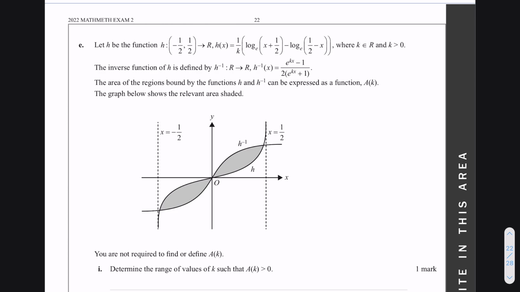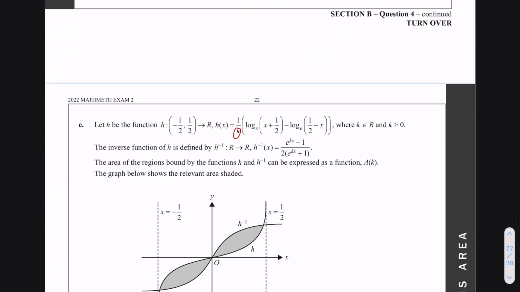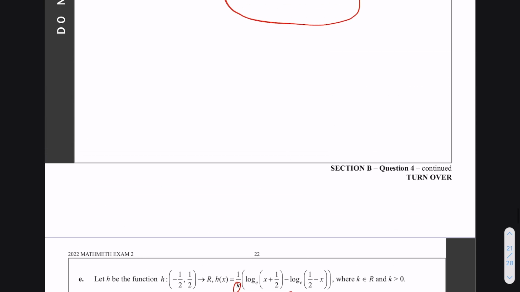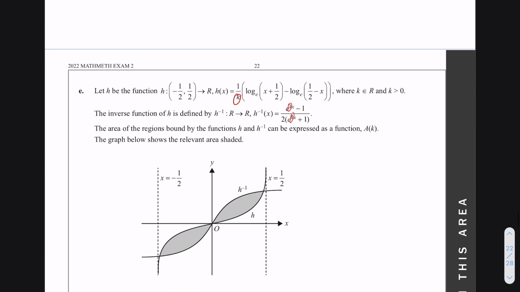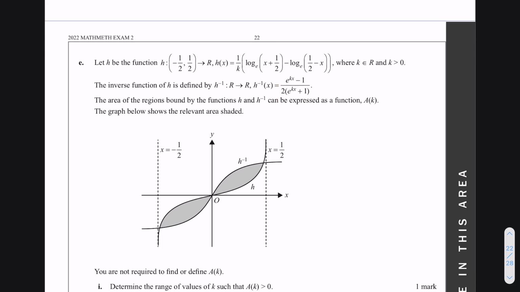Why didn't they just say k is an element of real positive? The inverse function of h is defined by the inverse. So they actually gave you the answer to this question here. So if you just sub in k is 1, then you get e to the x minus 1 over 2 e to the x plus 1. Oh, I guess so, we wrote the right answer. Well, yeah, so if you struggled on that question before, hopefully you noticed that they actually gave you the answer. And just copied it down.